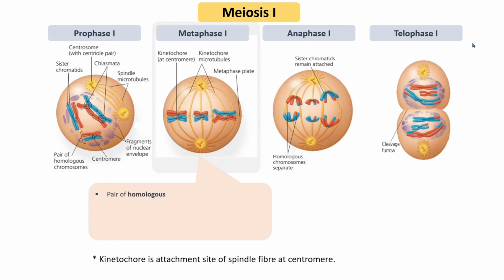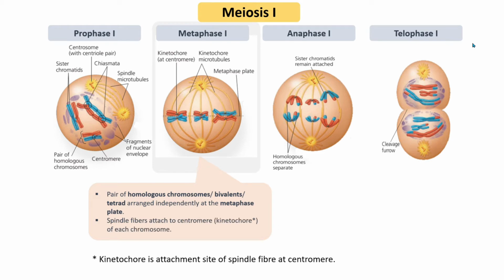In metaphase 1, pairs of homologous chromosomes, or bivalents or tetrads, are arranged independently at the metaphase plate. Spindle fibers attach to the centromere, specifically at the kinetochore, of each chromosome.